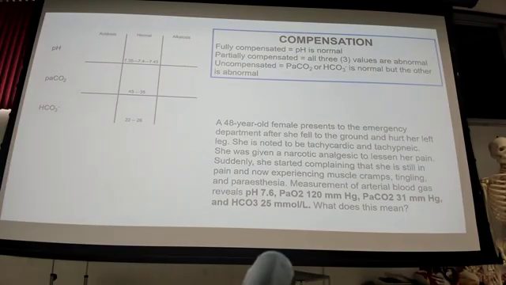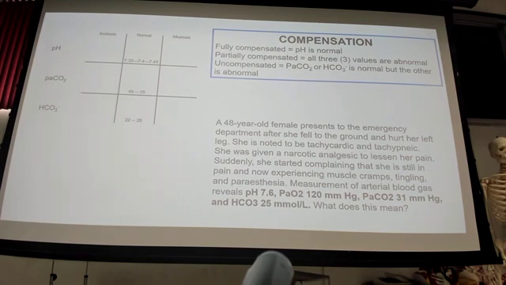Can somebody read this one for me, please? A 48-year-old female presents to the emergency department after she fell to the ground and hurt her left leg. She is noted to be tachycardic and tachypneic. She was given a narcotic analgesic to lessen her pain. Suddenly, she started complaining that she is still in pain and now experiencing muscle cramps, tingling, and paresthesia. Measurement of the arterial blood gas reveals a pH of 7.6, PaO2 120 millimeters of mercury, carbon dioxide 31 millimeters mercury, and bicarbonate 25 mmol/liter. What does this mean?